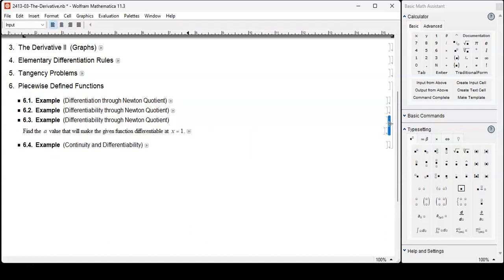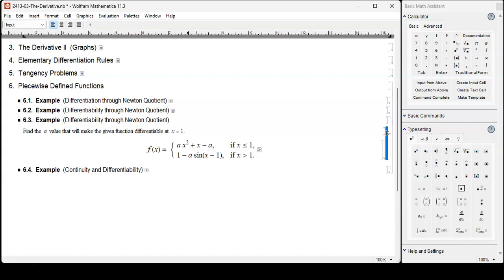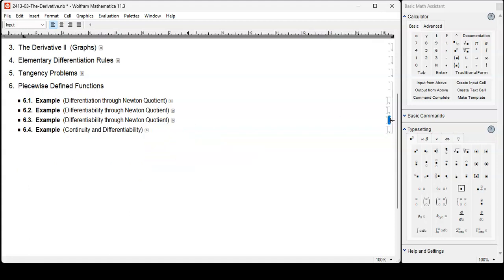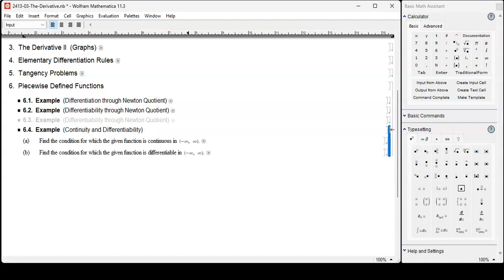Let's see, what about the next problem here? Find a value. Okay, pretty much the same, but this time we have a trigonometric function. So let's postpone this. Maybe next time. Now, how about this one? Continuity and differentiability put together. Oh boy, this is going to be a challenge.